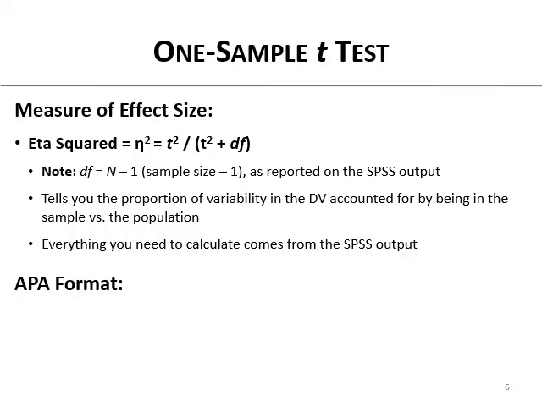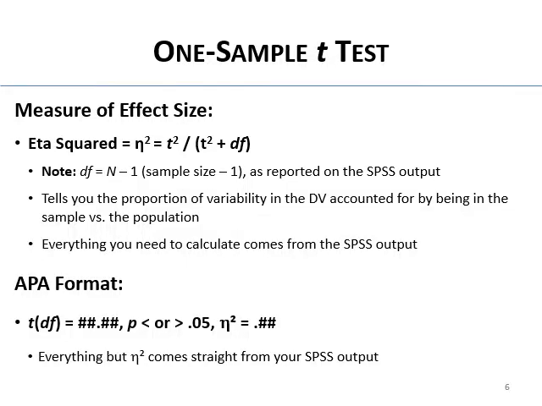So just like with correlation, the r, there is a specific APA way to write up t, one sample t. This is what we call the general form, where we got to fill this stuff out again. And so everything except eta squared, which you got to calculate, t squared again divided by the sum of t squared plus degrees of freedom, comes straight from your SPSS output.